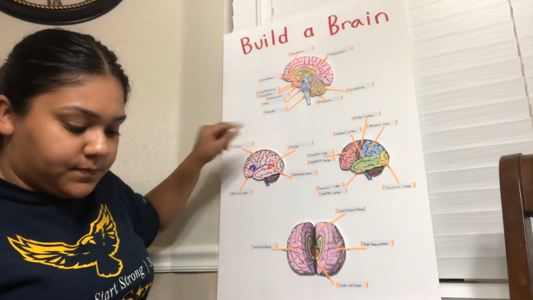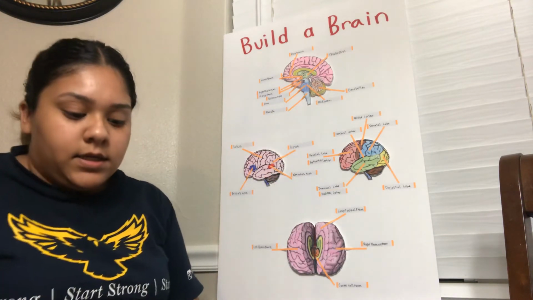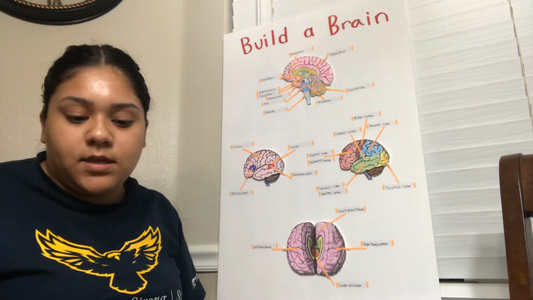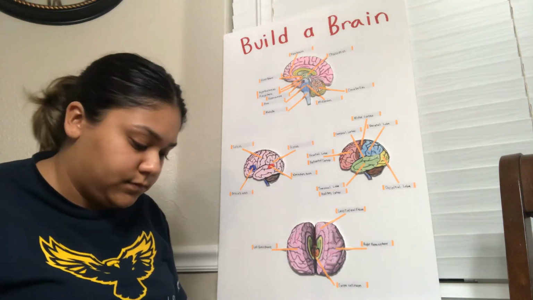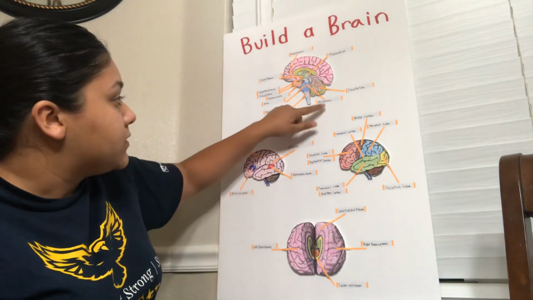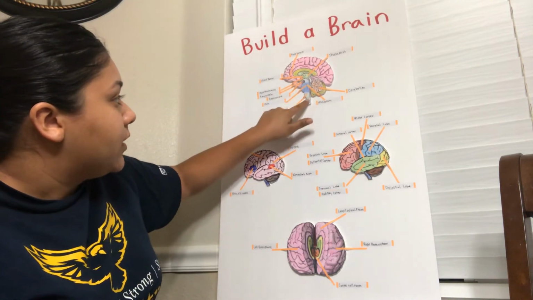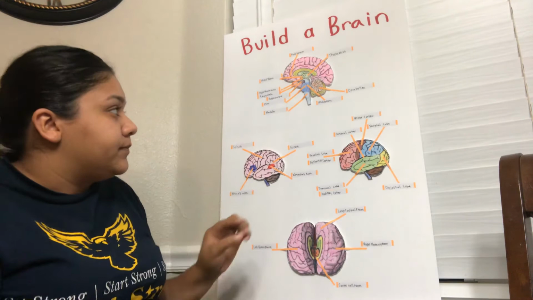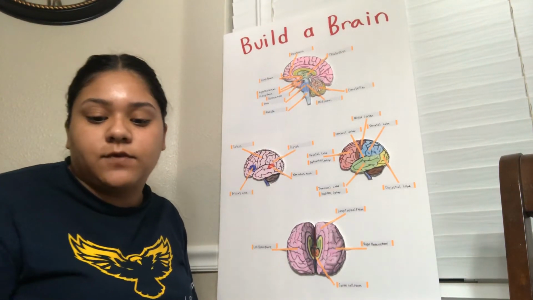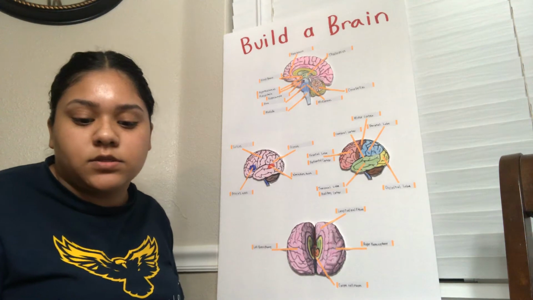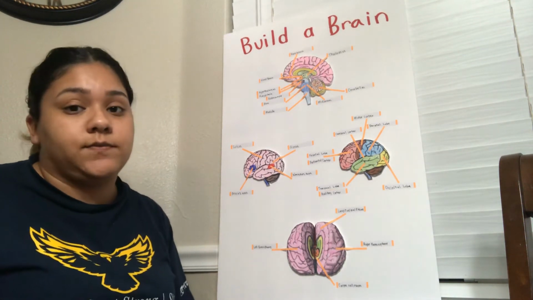The cerebellum is next, so it's this orange part. The cerebellum's function is motor memory and body control. Next one is the midbrain. The midbrain is around these parts. The midbrain's function is it contains basic vision and hearing functions. It's also the input center for muscle movement.